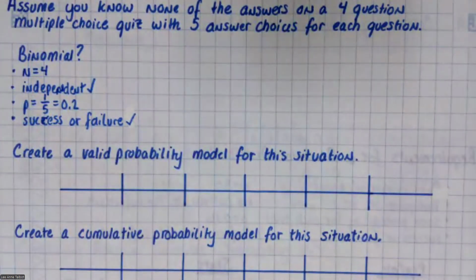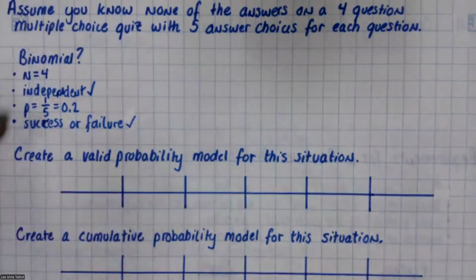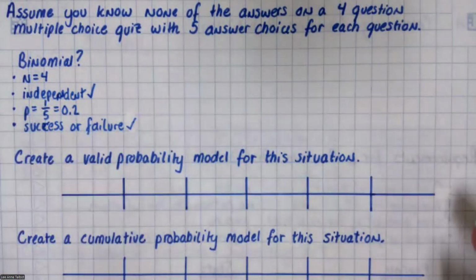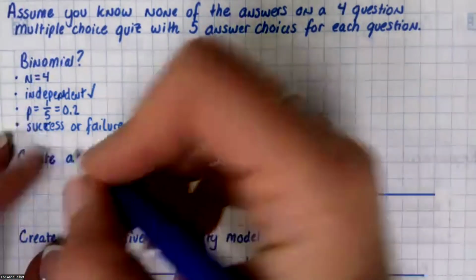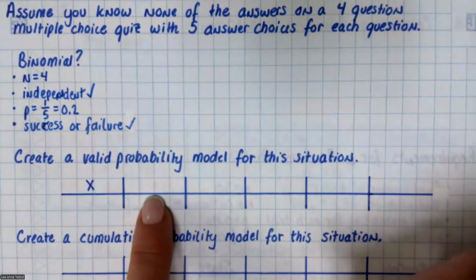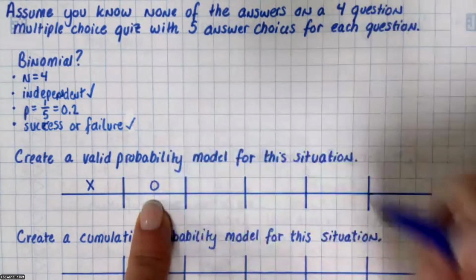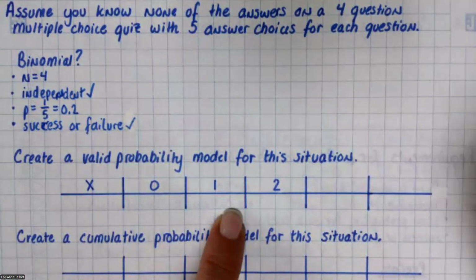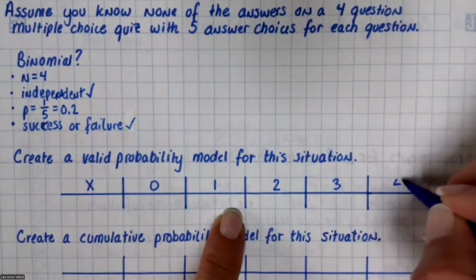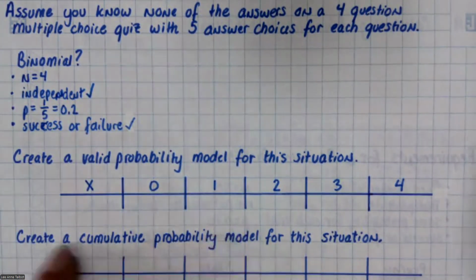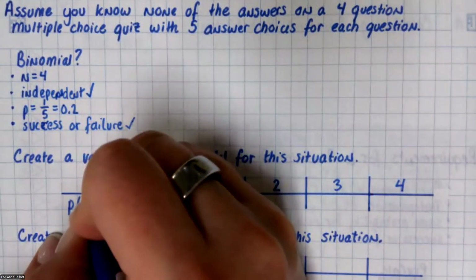All right. Because we satisfied all 4 of these things, we get to use Binom PDF on the calculator to create our valid probability model. This is going to be all of our outcomes. There's a possibility you could get 0 correct, or 1 correct, or 2 correct, or 3 correct, or 4 correct, which is probably not very likely considering we know none of it. And then these are going to be the probabilities.